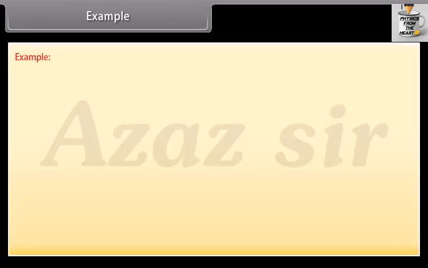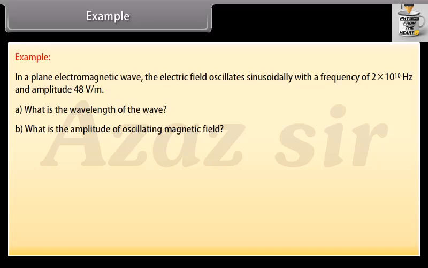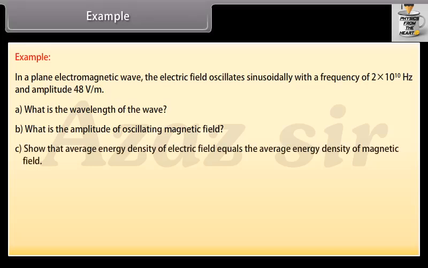Example. Let's take an example of electromagnetic waves. In a plane electromagnetic wave, the electric field oscillates sinusoidally with a frequency of 2 × 10^10 Hz and amplitude 48 volt per meter. What is the wavelength of the wave? What is the amplitude of the oscillating magnetic field? Show that the average energy density of the electric field equals the average energy density of the magnetic field.